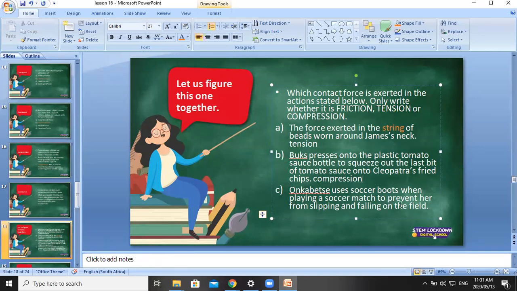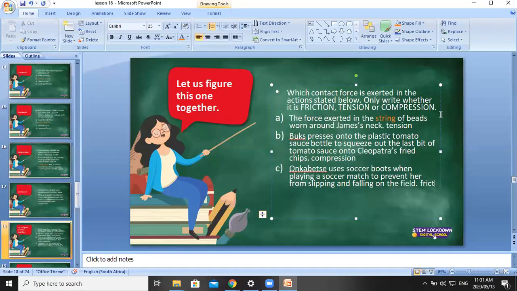Unkabetsi uses soccer boots when playing a soccer match to prevent her from slipping and falling on the field. Which one is this? Friction. It's friction. So I'm hoping my grade nines are aware of how these questions will come in their test, and they need to see those hints as to how to address them.